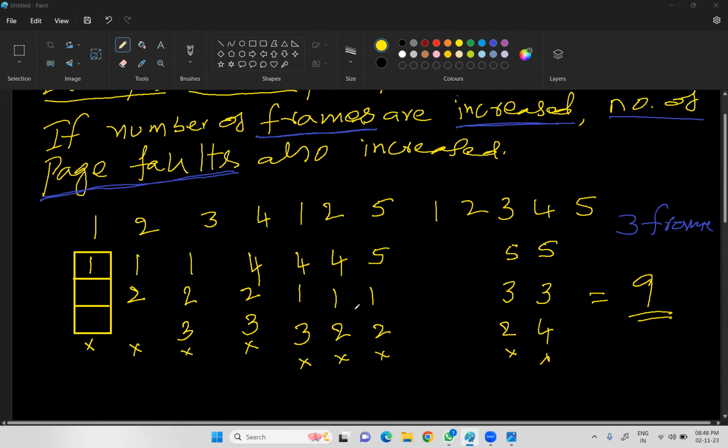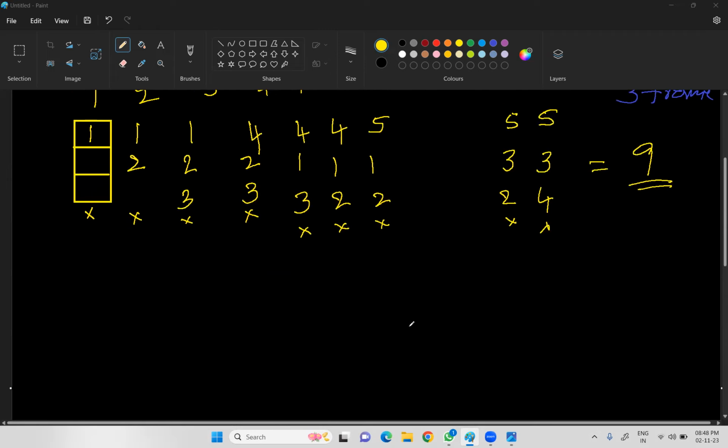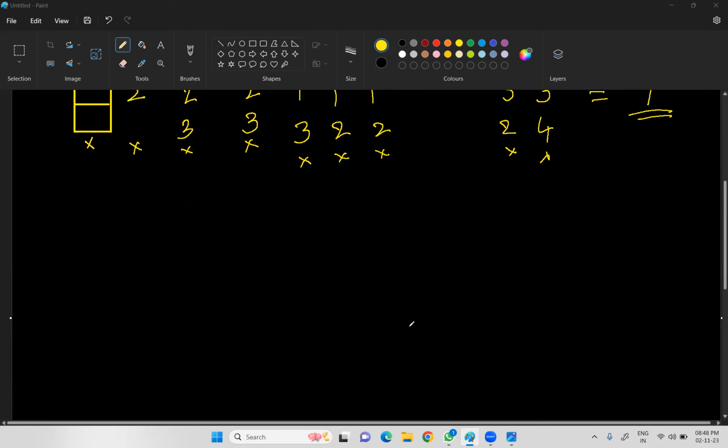Now the same thing will be done with respect to 4 frames. The frames allocated by the operating system will be 4. For example, 1, 2, 3, then followed by 4. So 1, 2, 5. So 1, 2, 1, 2, 3, 4, 5. Let us examine, 4 frames are there with you, how things happen here.